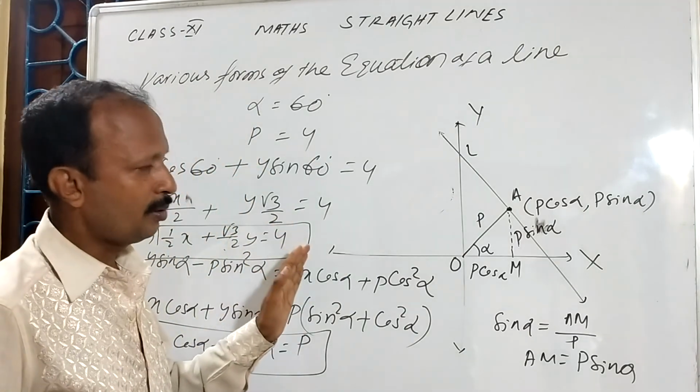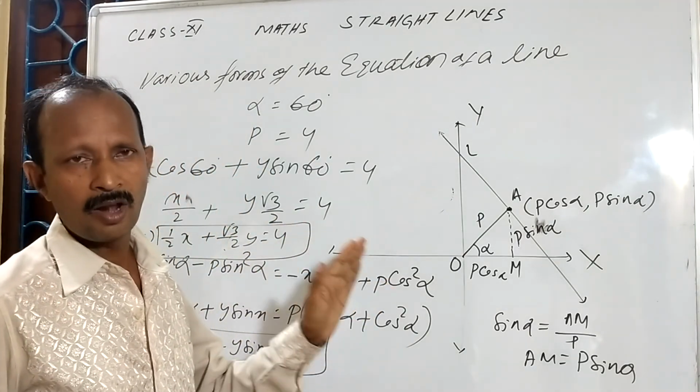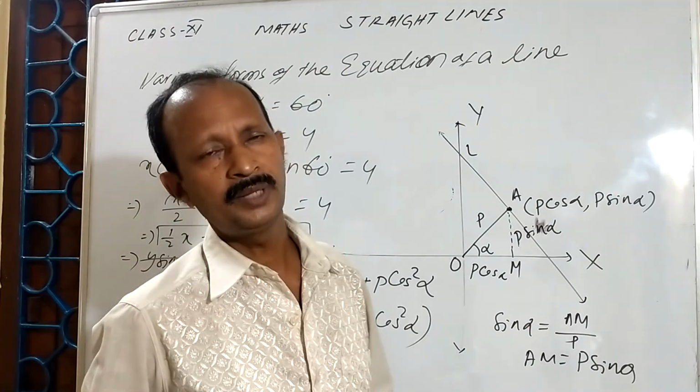So this example was an example for the normal form of the equation of the line.